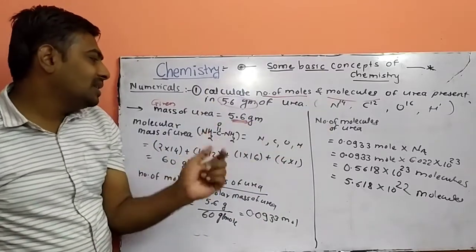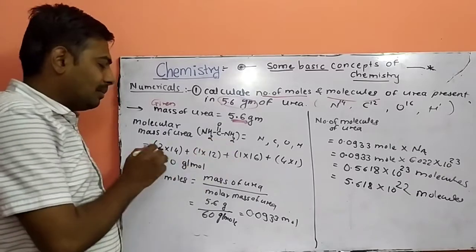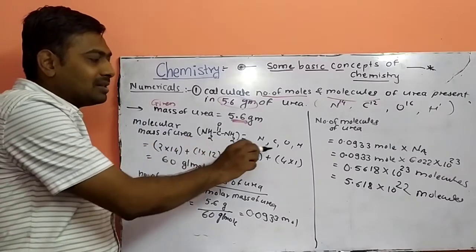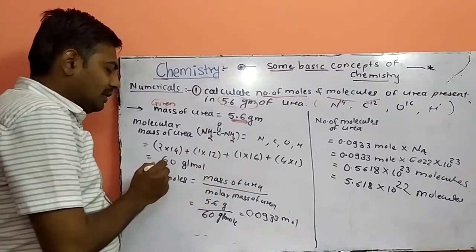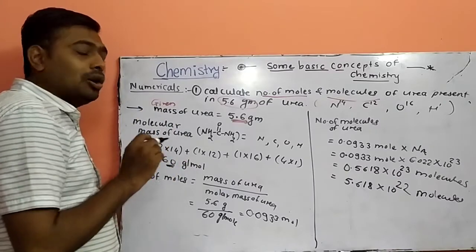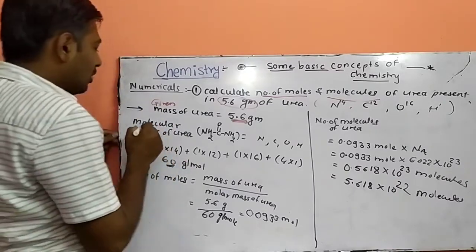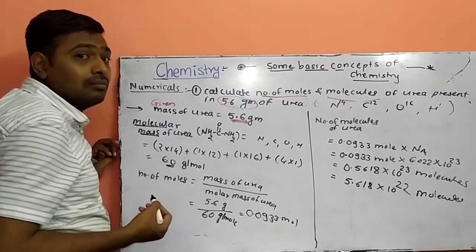What is the formula to calculate molecular mass? Number of atoms multiplied by atomic mass. After all the calculation we get 60 gram per mole. What is this? This is called the molecular mass.